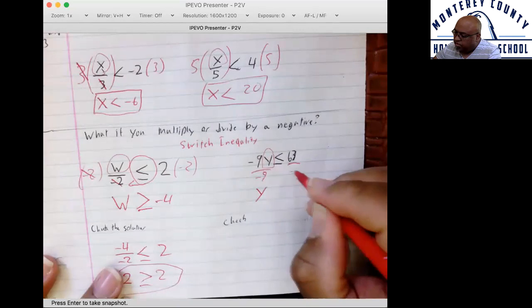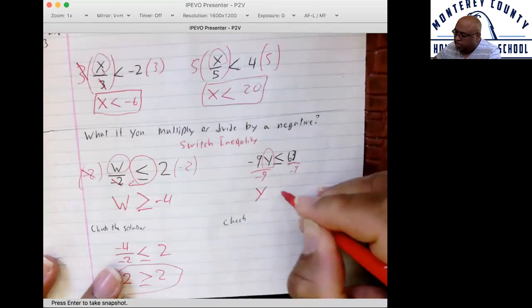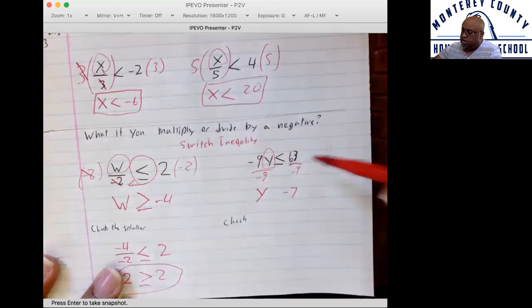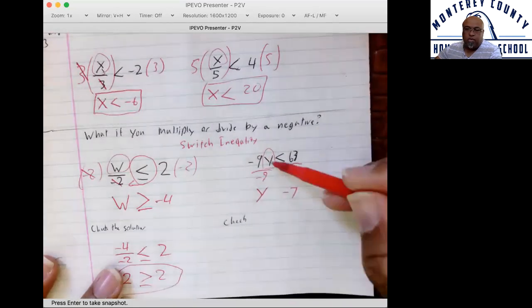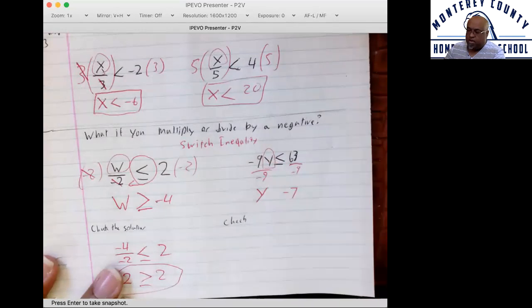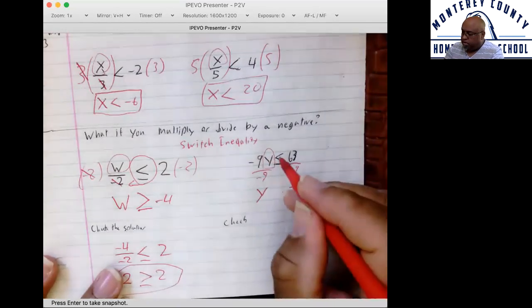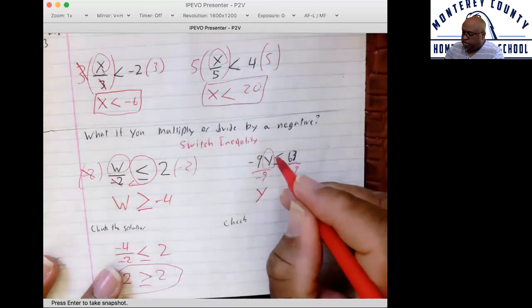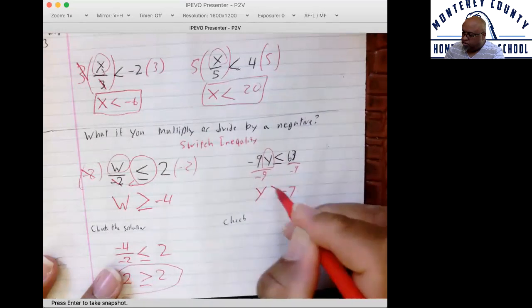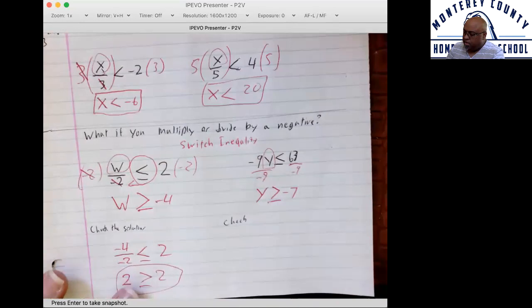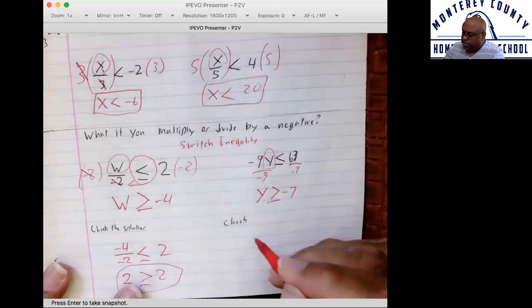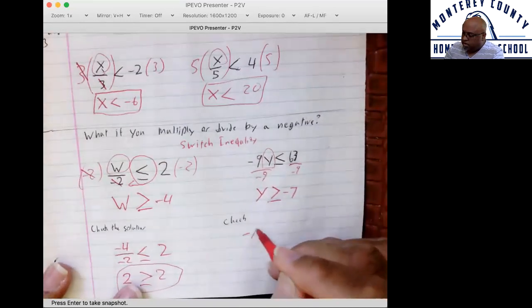Positive 63 divided by negative 9 ends up being negative 7. Now look, what was positive is now negative. What was negative is now positive. So therefore my inequality, which is saying smaller on this way, now has to change to greater on this way. Okay? So let's check with the solution again.